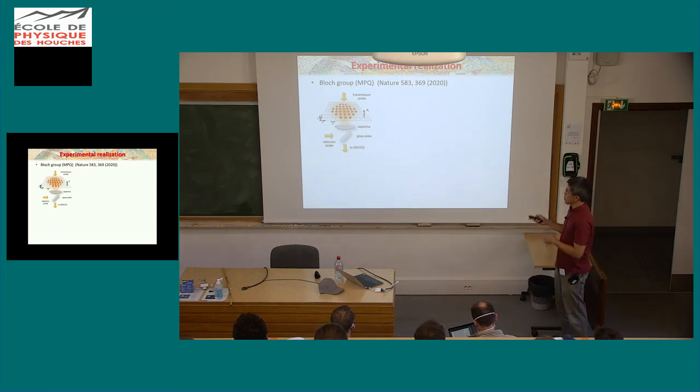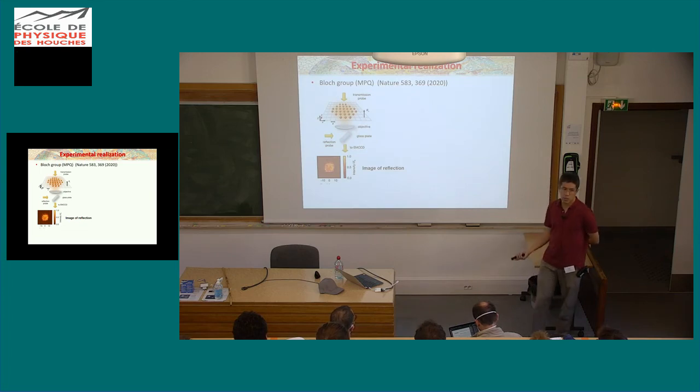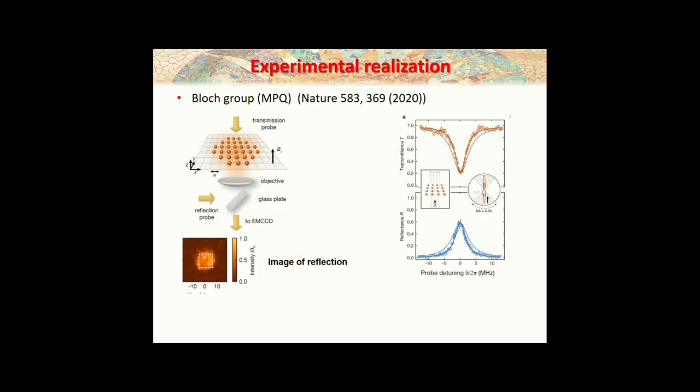So once you create that defect-free array, you can send in light to reach the atomic array. Some of it will bounce off. You collect that light and image it on a CCD. And when you do that, you get something like this. So you see that exactly where you have atoms, you see a spike in reflection. And where you have no atoms, you see no reflected light.